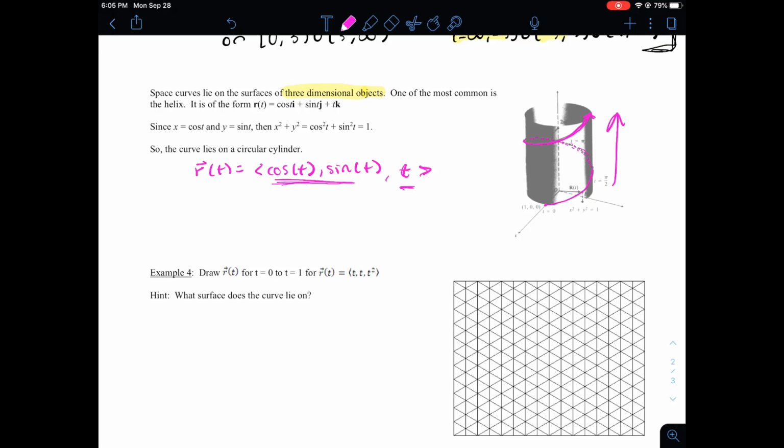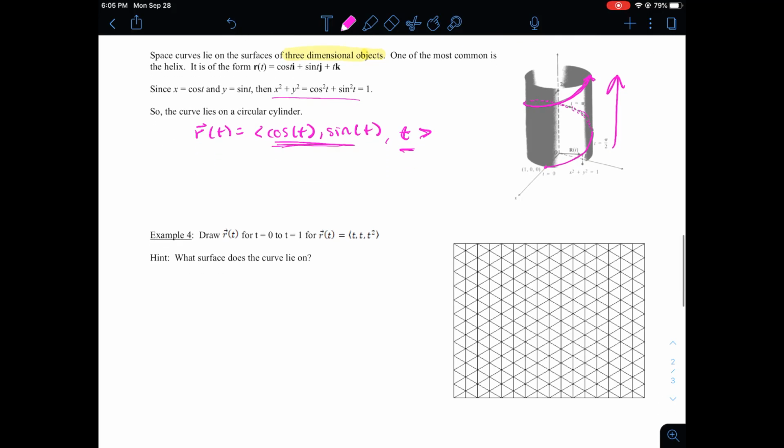And if we wanted to look at what that surface is, and this is what we'll get to later, we could try to combine it into something that looks like x squared plus y squared, using x, y, and z and eliminating that parameter t.